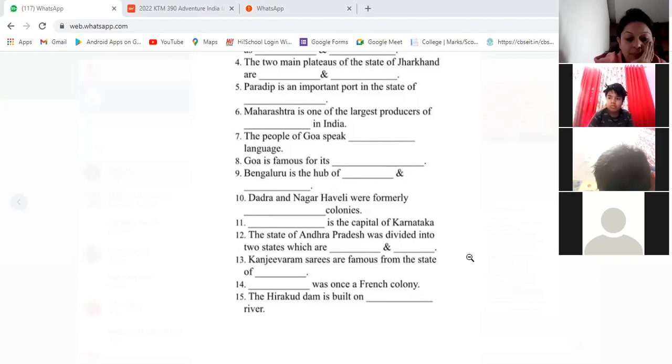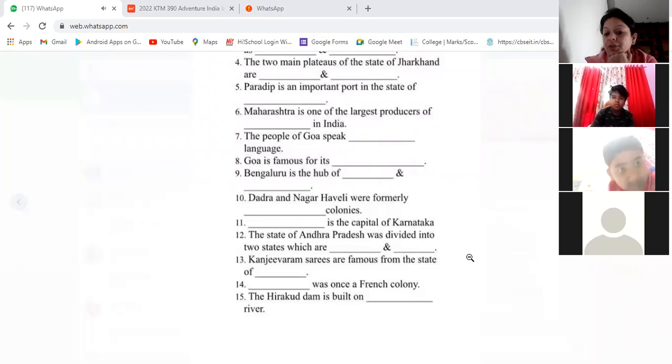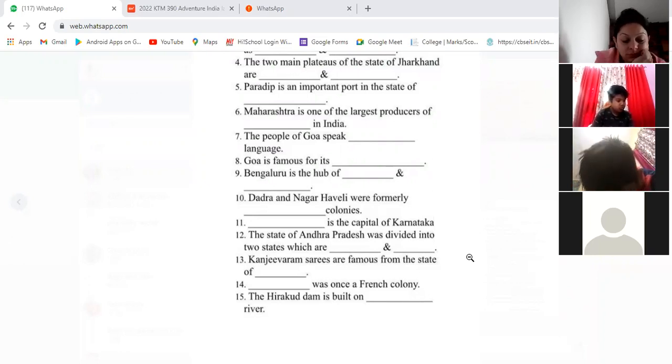Excuse me, ma'am. Ma'am, what is written in the 13th one, first word? Kanjivaram sarees are famous from the state of... Okay. Sarees.